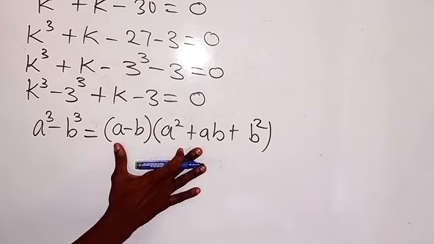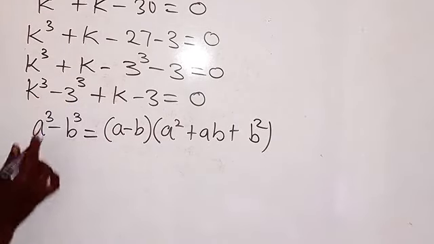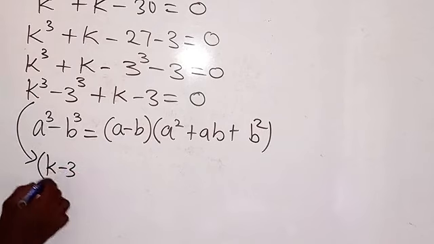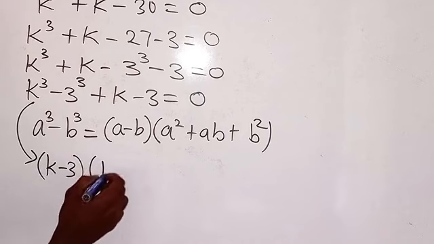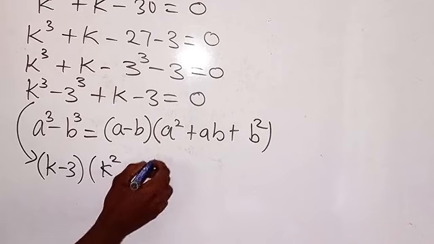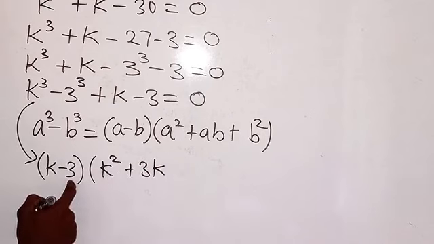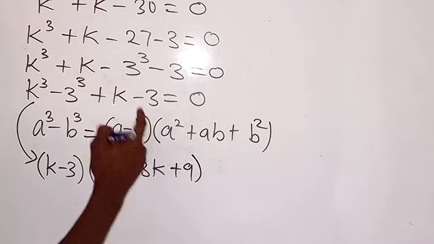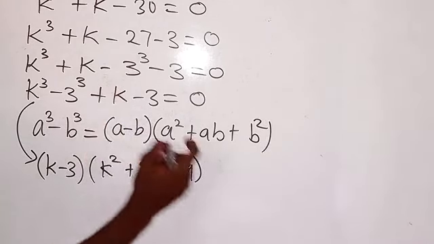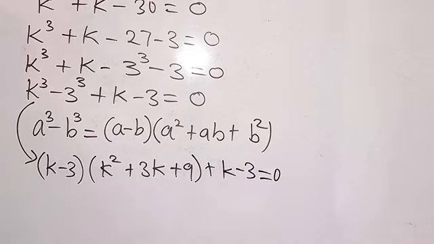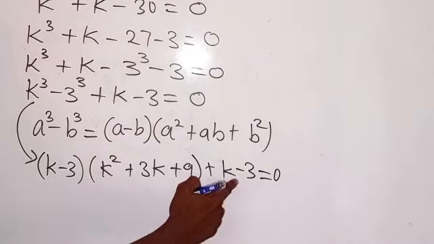So we are going to use this in here. Therefore, this is now going to be K minus 3, using this, into bracket K squared, then multiply this and this together, plus 3K, then square this, we have plus 9. But don't forget that we have K minus 3 here, equals 0. So now from there, K minus 3 is here, K minus 3 is here.